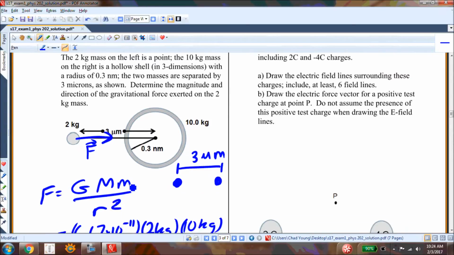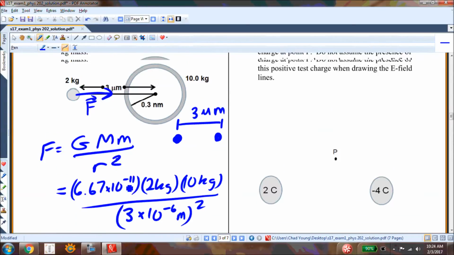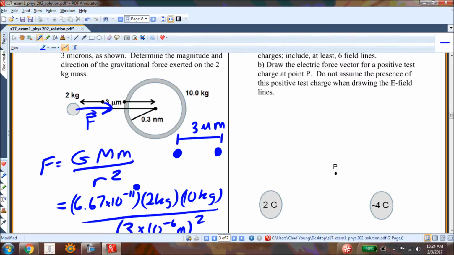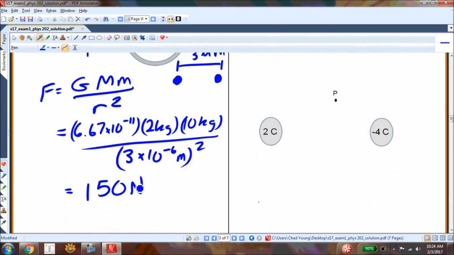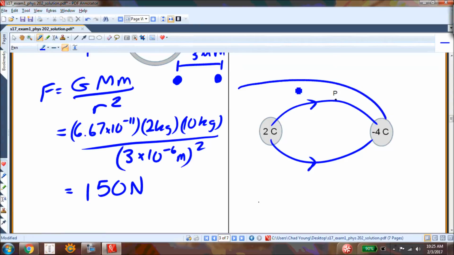Look at this configuration of 2 coulombs and minus 4 coulombs, and just draw 6 field lines and then draw the electric force vector. So my field lines are going to go from the plus 2q charge to the minus 4q charge. I drew it that way for a reason. I'll show you here in just a second. And then I'm going to have twice as many lines going into the minus 4q charge, so it'll look like this.